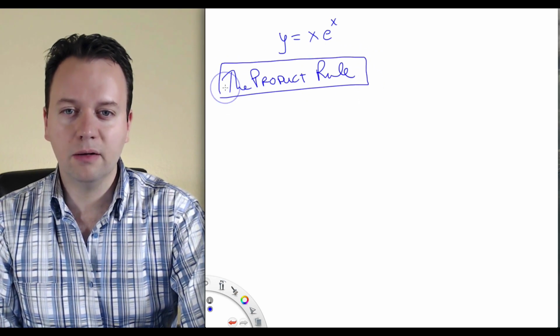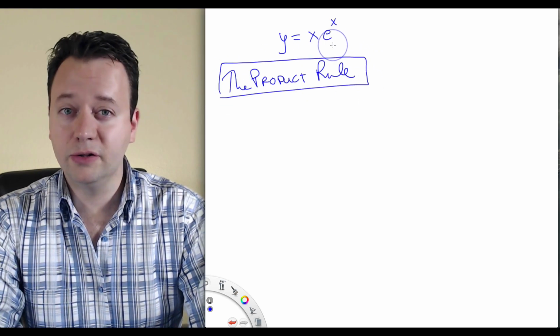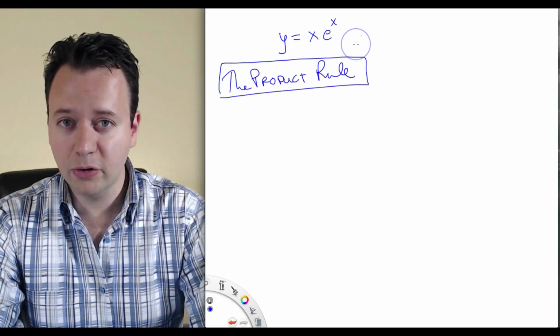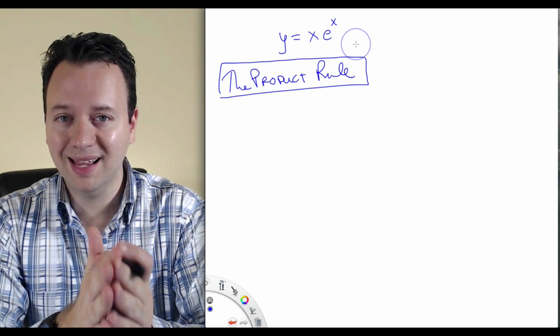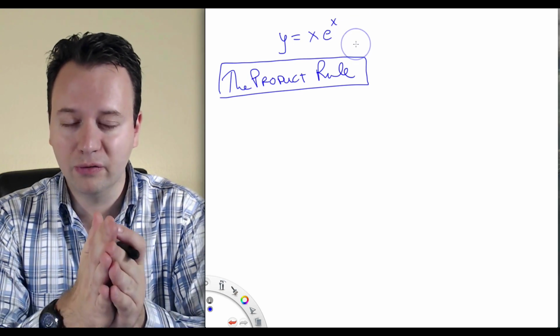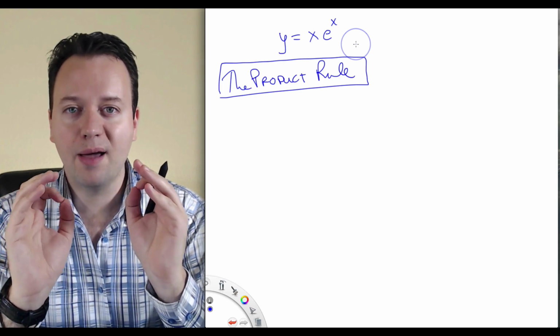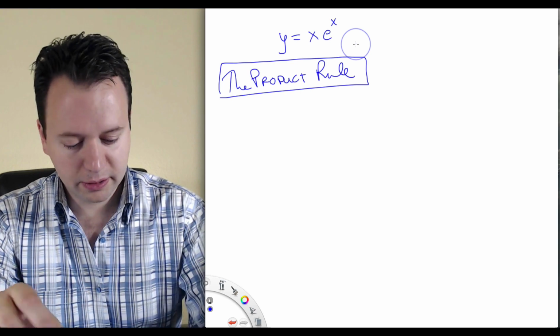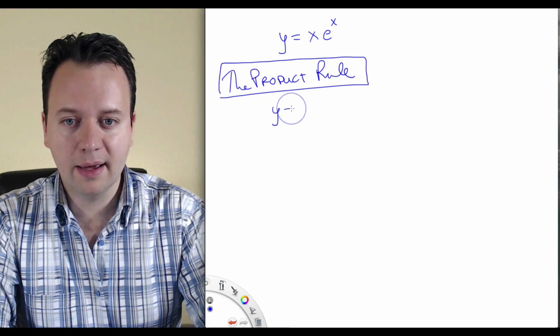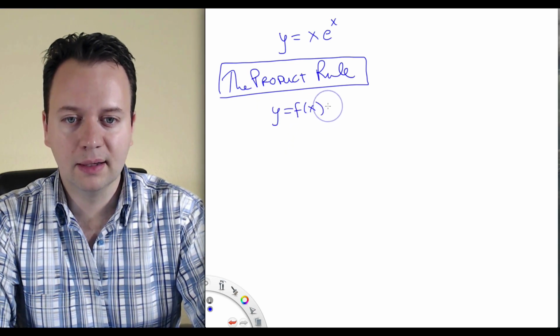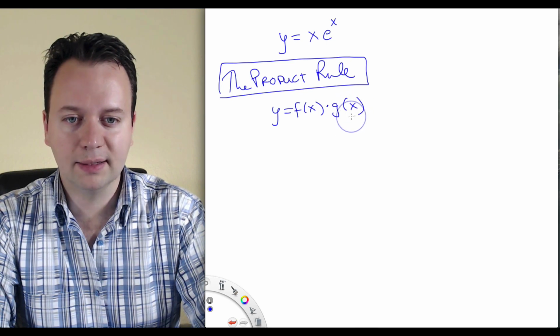As it turns out, the derivative of this is also fairly simple to compute, even though we haven't learned the technique of how to take this derivative yet. The product rule applies whenever you have a product of two functions. So when you have y is equal to f of x times g of x.